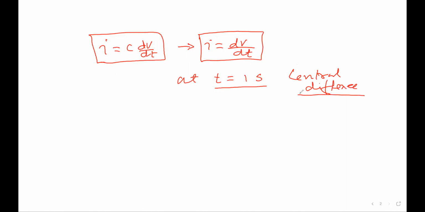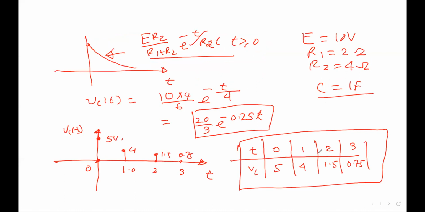Okay, if you want to use central difference to calculate the current at t equal to 1 second, another piece of information is needed, isn't it? In our case, we have the step size in your data. That step size is equal to what? Is it equal to 1 second? Yes, sir, it is 1 second. A step size equal to 1 second because you are sampling the data at every second.